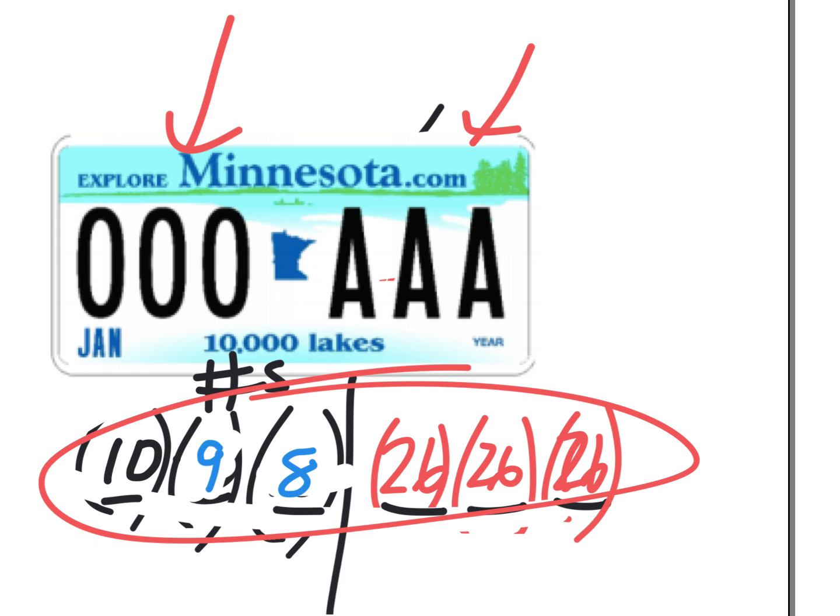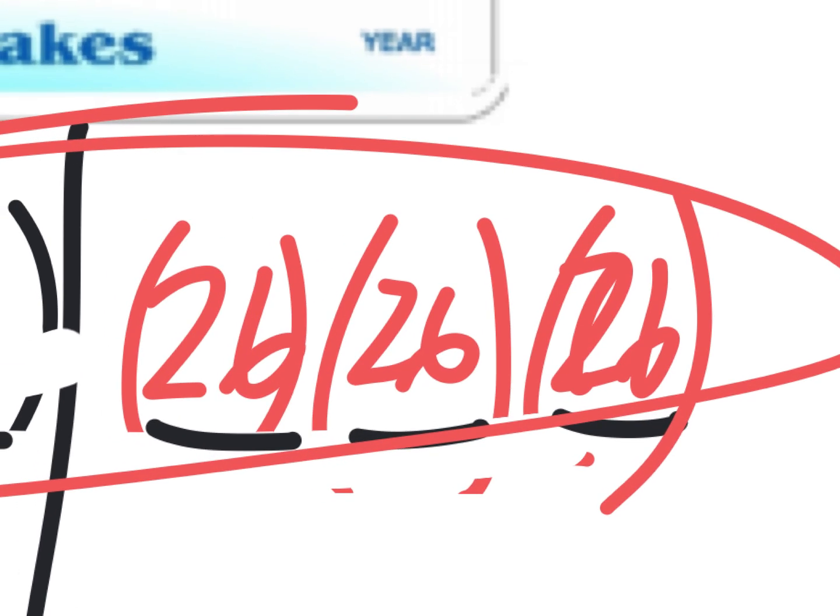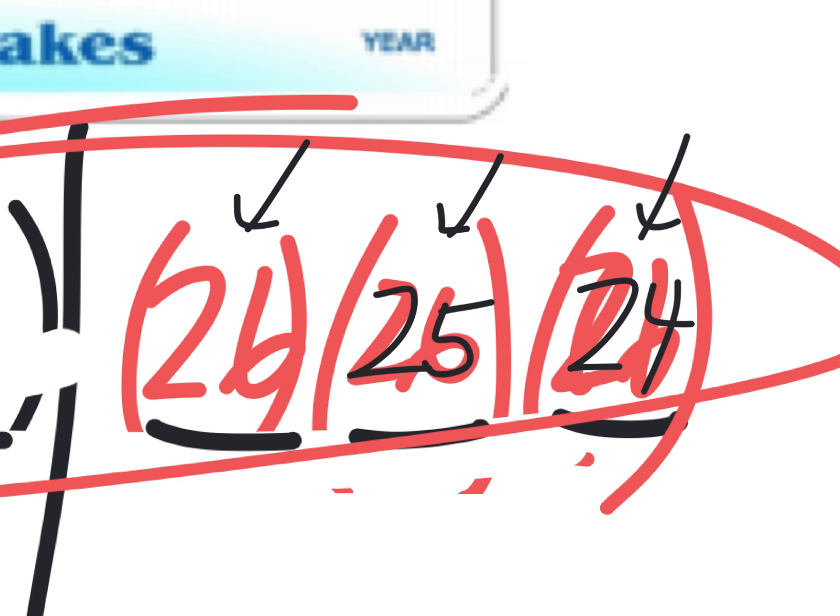All right, how about letters? 26 times 25 times 24. Because if you've already picked a letter for this first spot, you have fewer choices now for this spot. So it depends if you can repeat things or not.